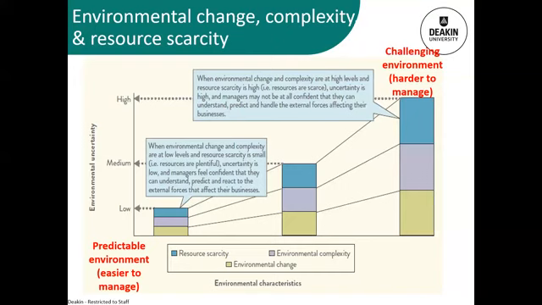But on the x-axis, on the other hand, this is about predictability. Can we predict what's going to happen next week or next year? This is less subject to change, and things aren't so scarce. So obviously, the more predictable it is, the easier it is to manage. Whereas the more complex and more uncertain, the more difficult it is.